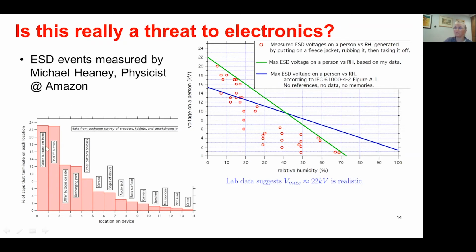The other part of what Michael did was he looked at a typical handheld electronics device, an e-reader, tablet, or smartphone, and looked to see what parts of the electronic device we are most likely to discharge to. So combining the two, he was able to define what we need to do in order to make sure that our products are safe. So this is a very nice study that was done and presented.